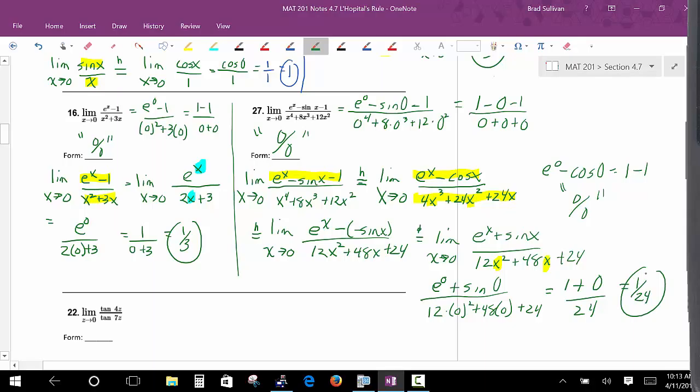If you graph that on your calculator, if you went just barely to the right of 0 and the left of 0, it would be approaching 1 over 24.